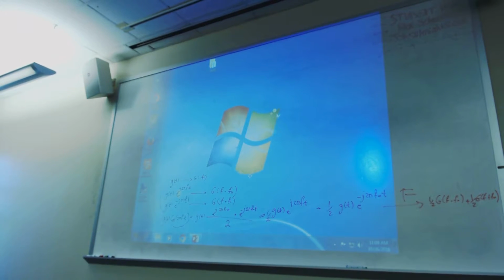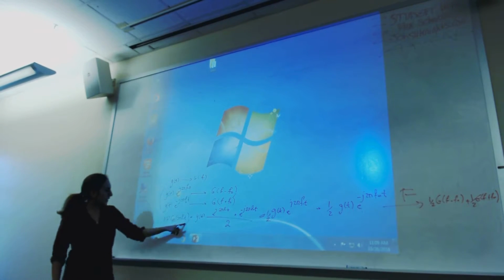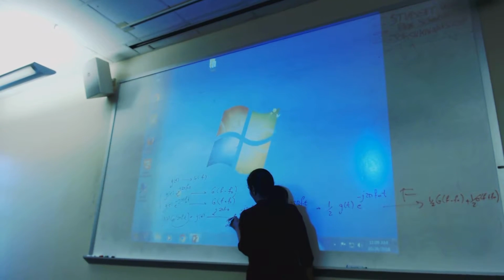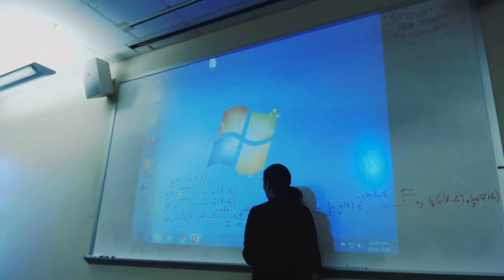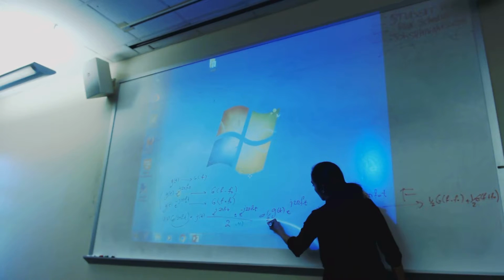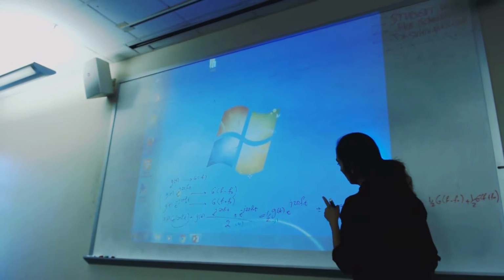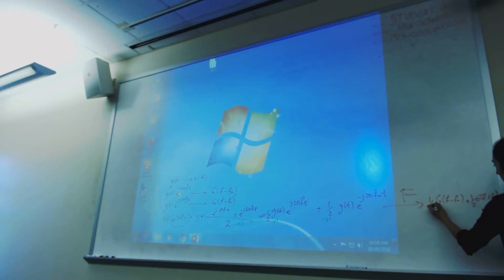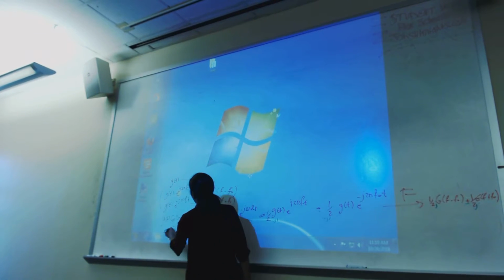Okay, now let's do the sine. I won't write out everything, but the only difference is that if I have sine, I have to put a negative here, and instead of 2, I have 2j, right? That's the only thing. So therefore, I have a negative here, and then I have a j. So when you take the Fourier transform, you have 2j here, 2j here, and then you have a negative. That's the only difference.